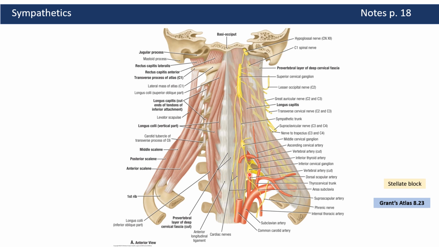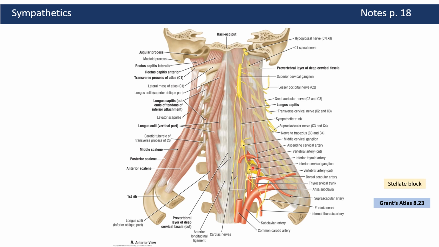And I want to encourage you to look at that cross section where we discuss the different fascial layers in the neck, to orient yourself about the sympathetic chain and its relationship, for instance, to the retropharyngeal space. So sitting anterior to the prevertebral fascia are these sympathetic ganglia, cervical sympathetic ganglia.